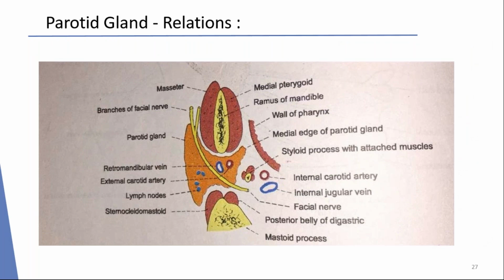This is a cross-sectional view. So this is the superficial border, parotid gland, and this is the medial border.